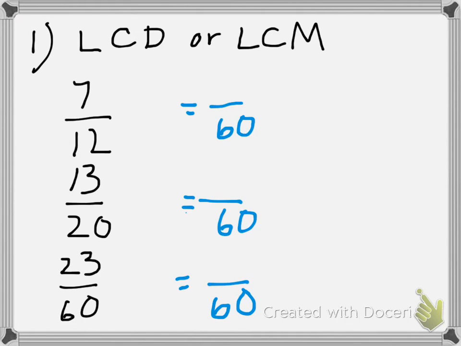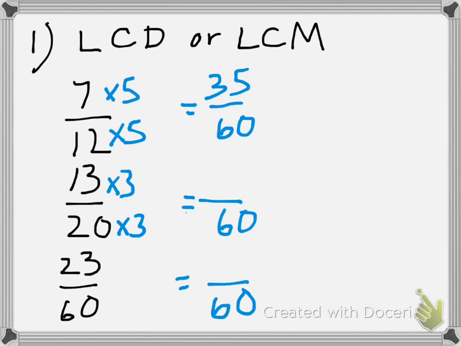Now that we know 60 is going to be the common denominator, we're simply going to make each of the fractions equal to that number over 60. So our first one, we would have to multiply 12 times 5 to get 60. So we'd multiply the numerator times 5 to get 35. 20 times 3 is 60. So 13 times 3 is 39. And then 23 times 1 would be 23 over 60.